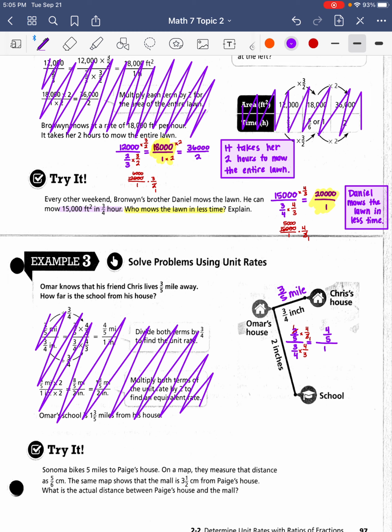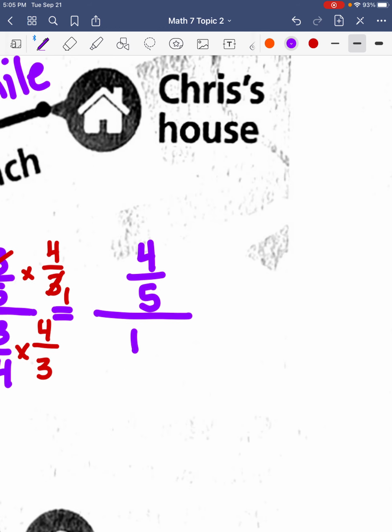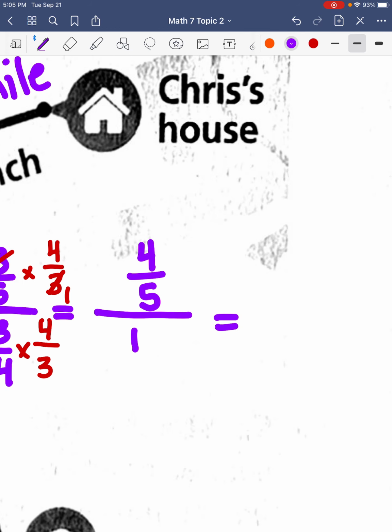And we see on our map that the school is 2 inches. So we're going to use our unit rate that we just found and figure out how much of a mile is represented by 2 inches on the map. Okay, so how do I go from 1 to 2? Well, that's easy. I'm multiplying by 2. So I'm going to do the same thing here.